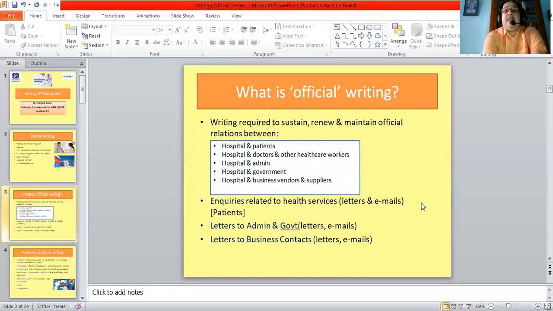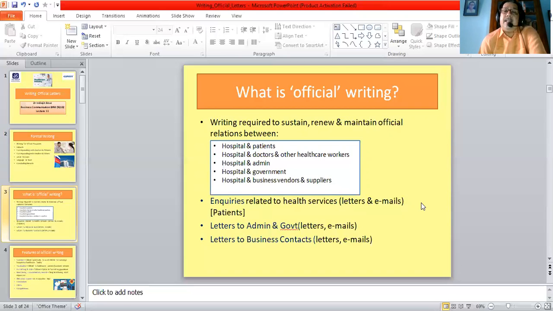So you will have to be equal to it, and you will have to have a very good and systematic filing system to maintain all this correspondence in an updated manner. Now, I will look at some examples of different kinds of official correspondence.